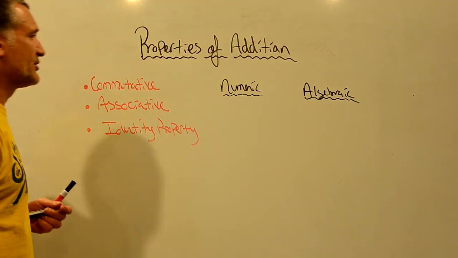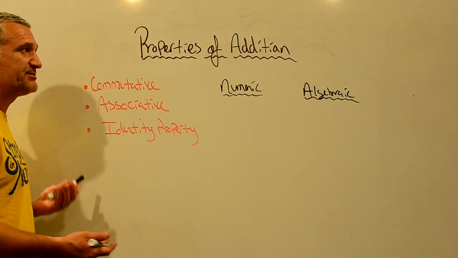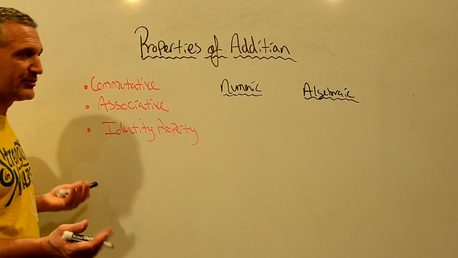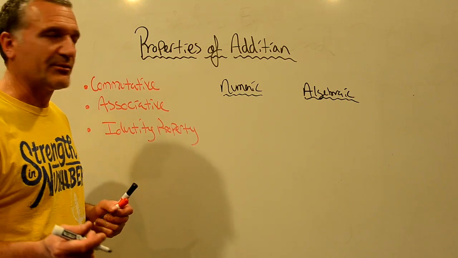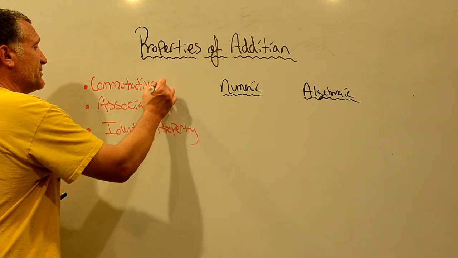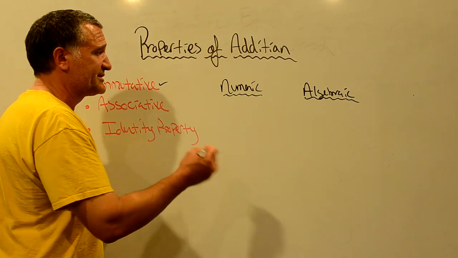So there are 3 properties in particular that you need to know. And these properties also apply to multiplication as well. So we're going to be going through this again next time we meet, and we're going to be talking about multiplication as opposed to addition. There's the commutative property. What does the commutative property of addition look like? Well, it looks like this.